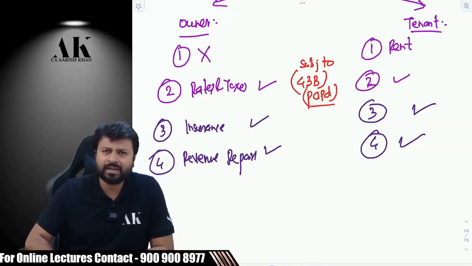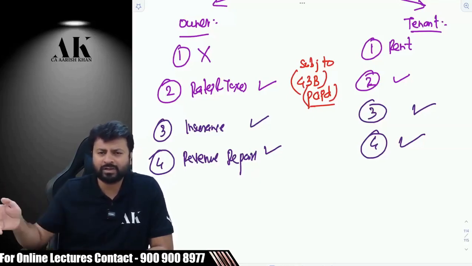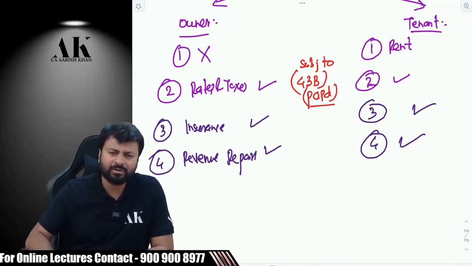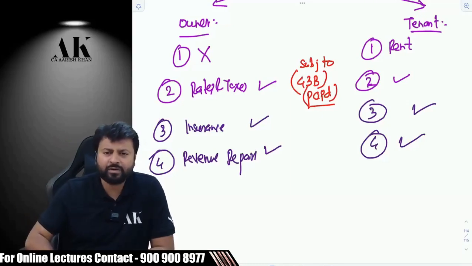Say for example, I am doing some painting work or some small renovation, or there is some problem in the flooring, so I am changing some flooring. There's some problem in the ceiling, so I am making some plaster in the ceiling. It's a revenue repair. It is not going to increase the capacity of the asset.